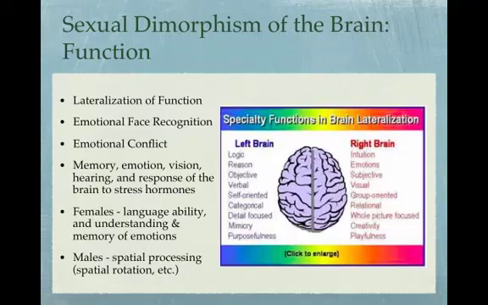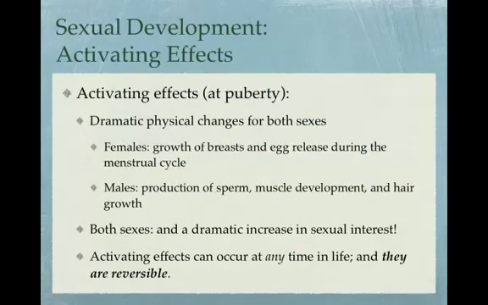Men and women also differ in their abilities in memory, emotion, vision, hearing, and response of the brain to stress hormones. Females have been shown to be stronger in language ability and understanding and memory for emotions. Males have been shown to have superior abilities in spatial processing. Now, this doesn't mean that there aren't women who are really good at spatial processing or men who are very empathetic or who have great emotional memory. It just means, on average, you'll find differences between males and females in these areas.